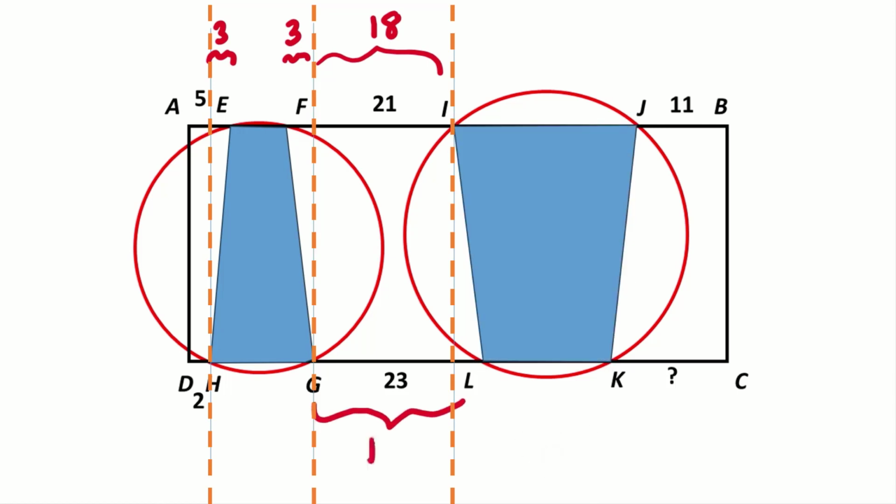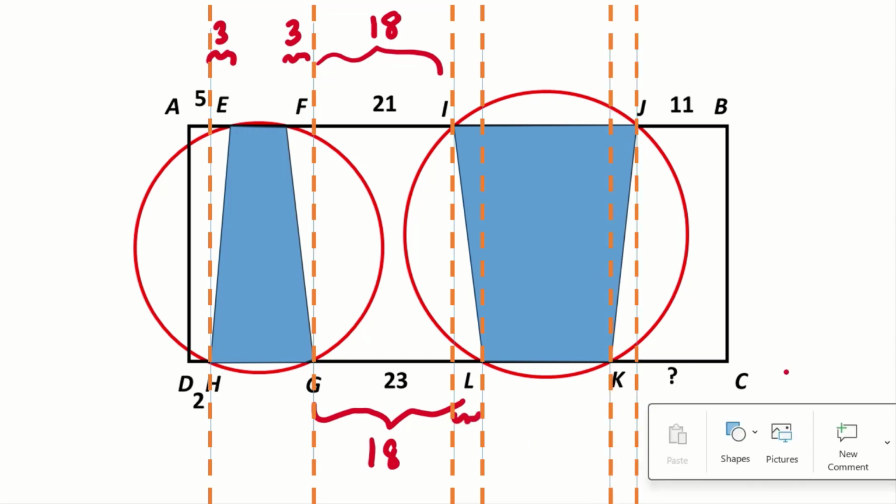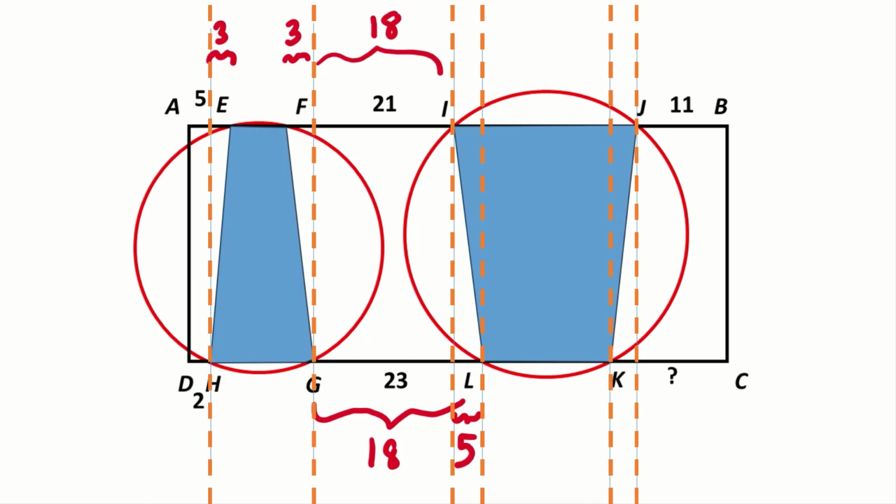Draw three lines parallel to AD, passing through points L, K, and J. As GL is 23, the marked segment is 5, which is also true for the marked segment on its right. Finally, the length of KC is 5 plus 11, which equals 16.